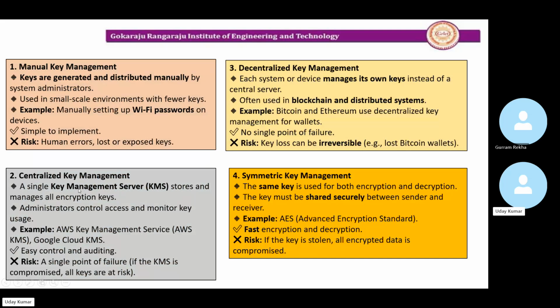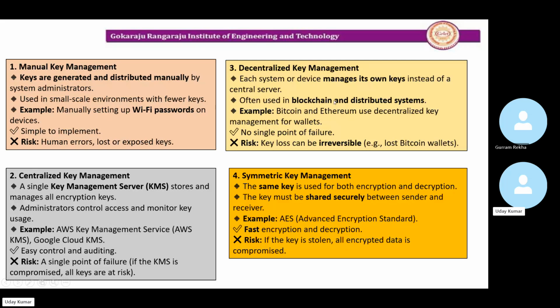There is a key management server that stores and manages all encryption keys. Administrators control access and monitor key usage, like AWS and Google Cloud, and it is easy to control and update. But it is a single point of failure. If the KMS, the key management server, is compromised, all keys are at risk. For any symmetric or asymmetric algorithm, the main thing relies on the key itself, so that should not be compromised.